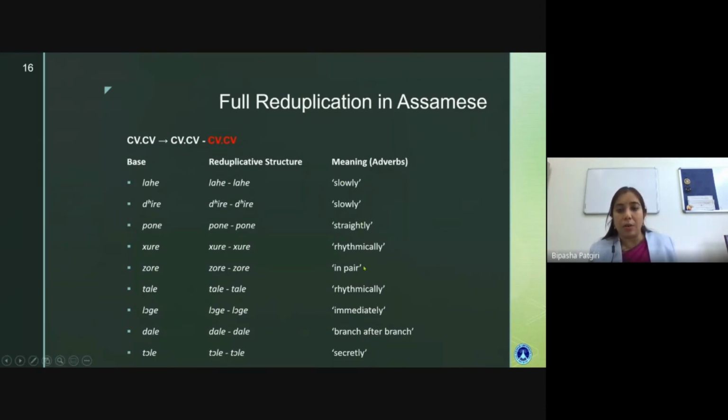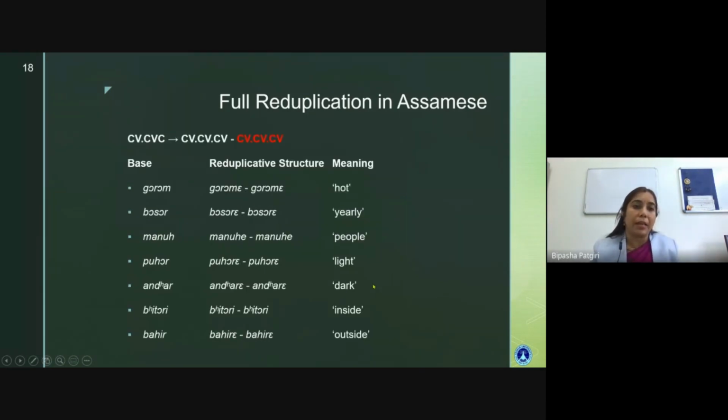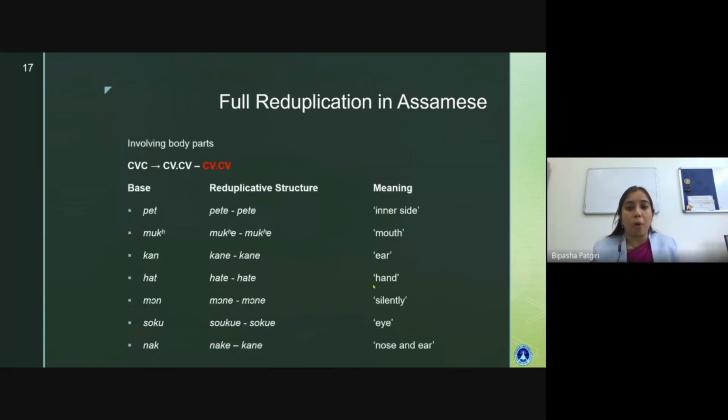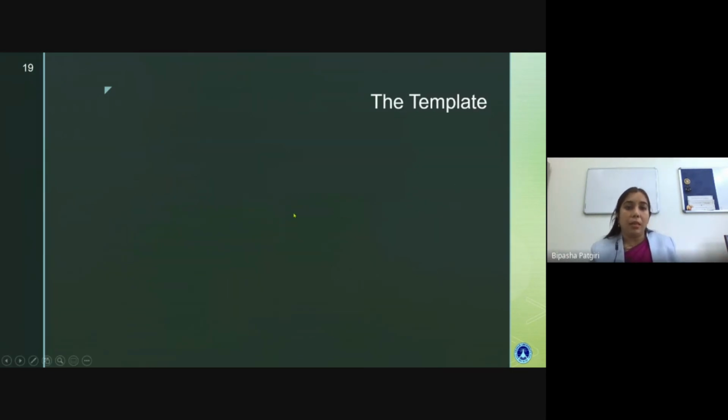You can see all these are manner adverbs. Then you have some more examples involving body parts: pet, which is the inner side of the belly, mukh, which is mouth or face, kan, which is ear, etc. Those can also be reduplicated. For pet, there is no A at the end because the base is a CVC structure. But when it is reduplicated, the A is inserted. So it is interesting to look at the pattern.